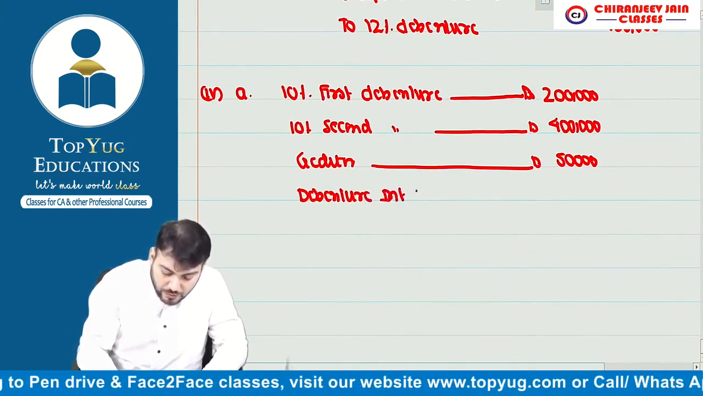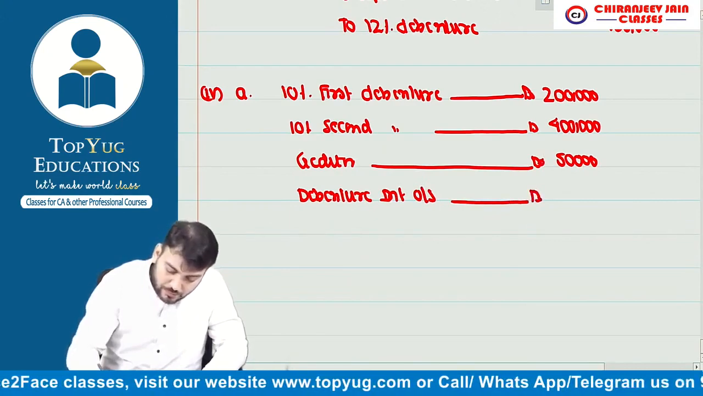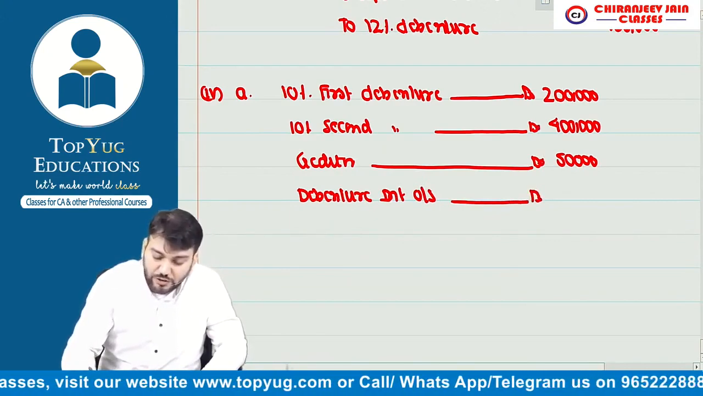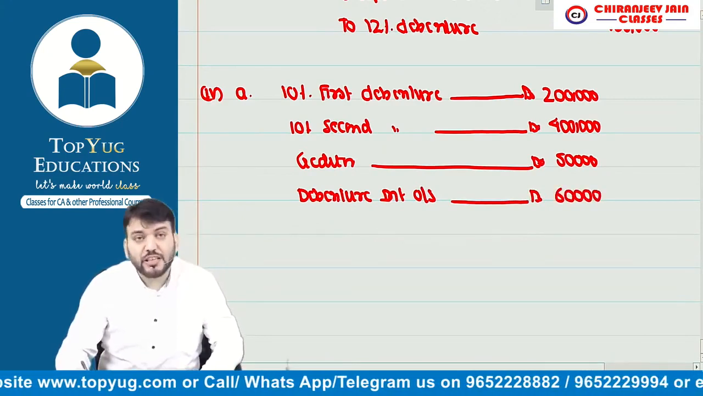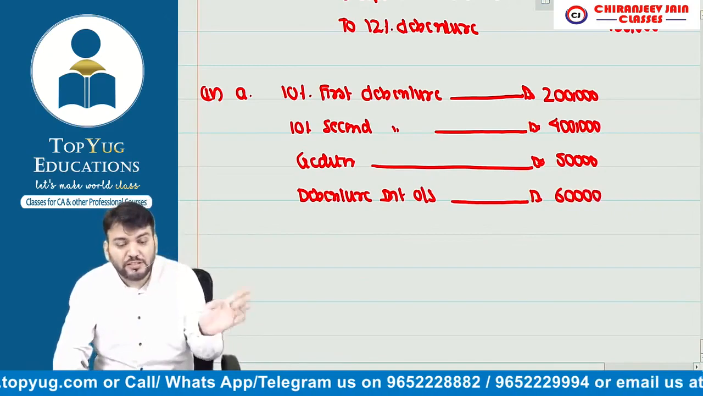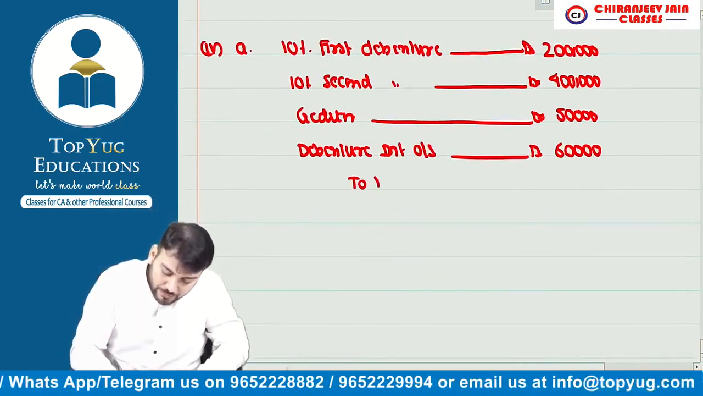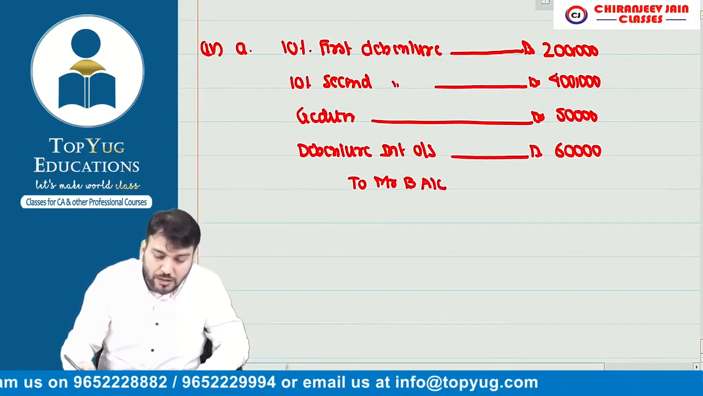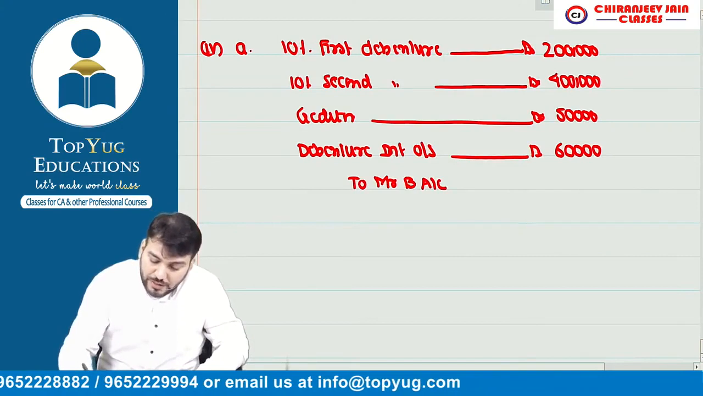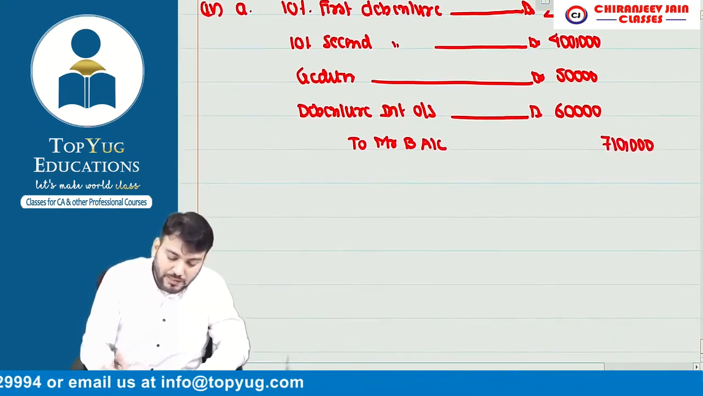interest outstanding account debit how much? तो 6 lakh का 10% 60,000. तो चेक करेंगे उसका 1 lakh plus 60, total is 1 lakh 60,000. Correct? To Mr. B account total become how much? It is 7 lakh 10,000. 7 lakh 10,000 total debt.